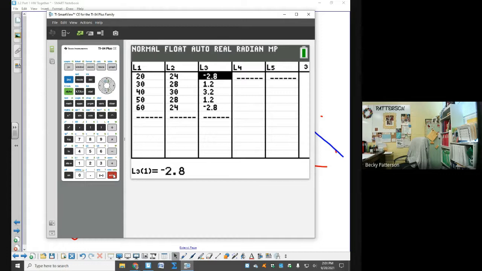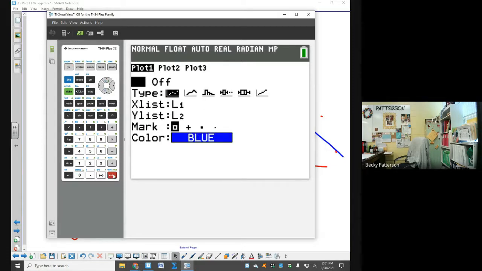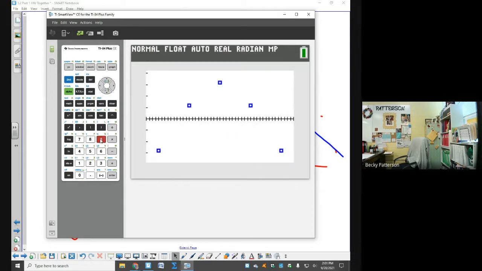How do you graph a residual plot? Yes? Yeah. I want L1, L3. Zoom stat. This is crazy. There's your residual plot.